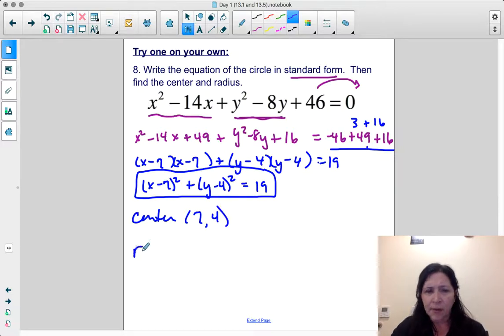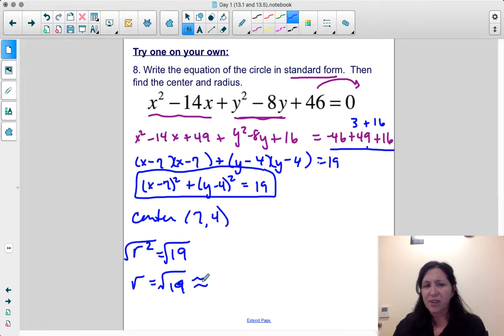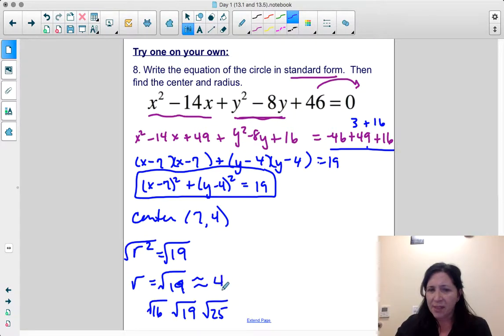And my radius, so if r squared is equal to 19, my radius, after I square root both sides, is going to be the square root of 19, which is about, square root of 16 is 4. So this is going to be like in between. So there's the square root of 16, there's the square root of 19, and the next one we know is square root of 25. This is definitely closer to 4. So I would say that that's like about 4.3.